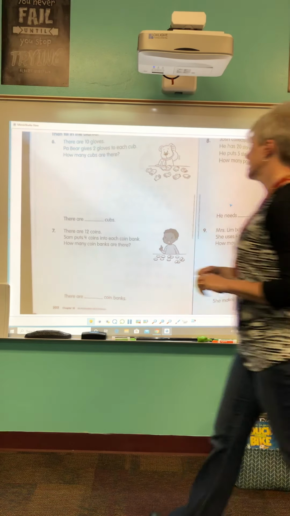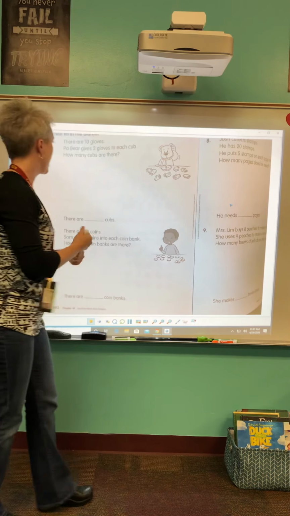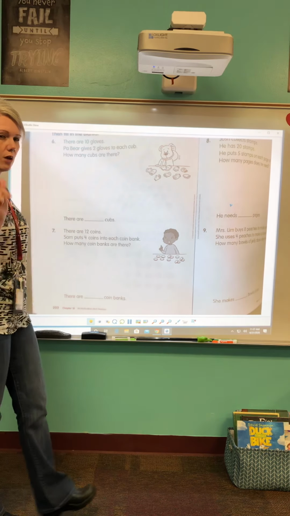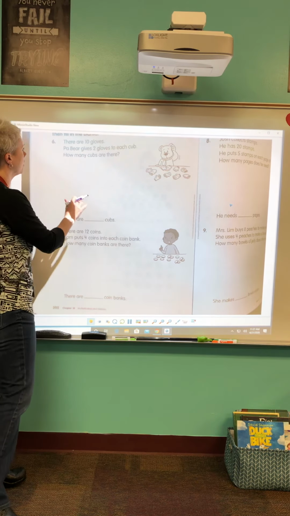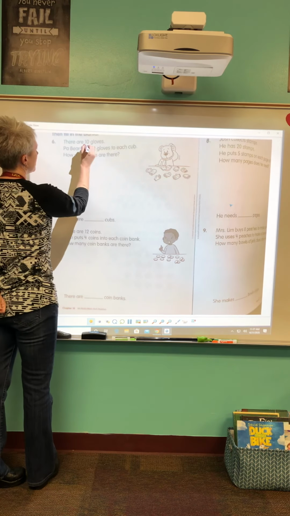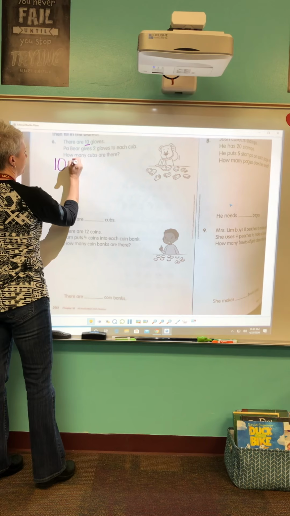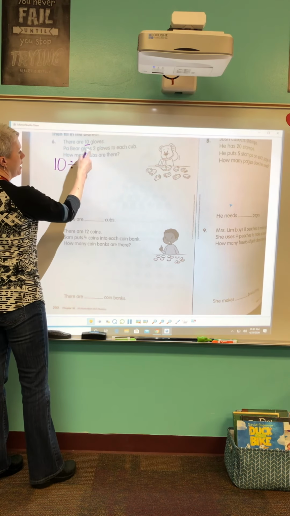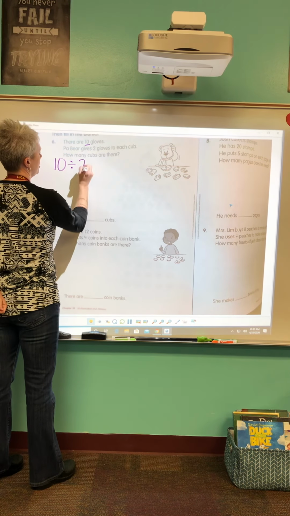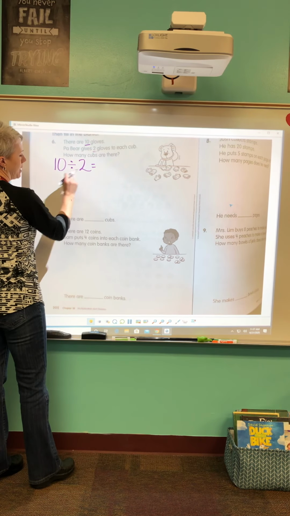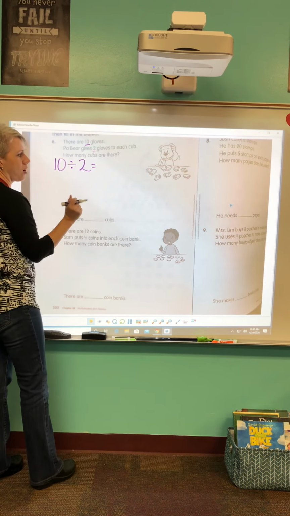All right, it says read the story, fill in the blanks, and they've left us some space to do our work, okay? So I would really love to see you show your work. There are 10 gloves. We have 10 gloves all together. Pa Bear gives 2 gloves to each cub. So we're going to do 10 divided by 2. How many cubs are there?